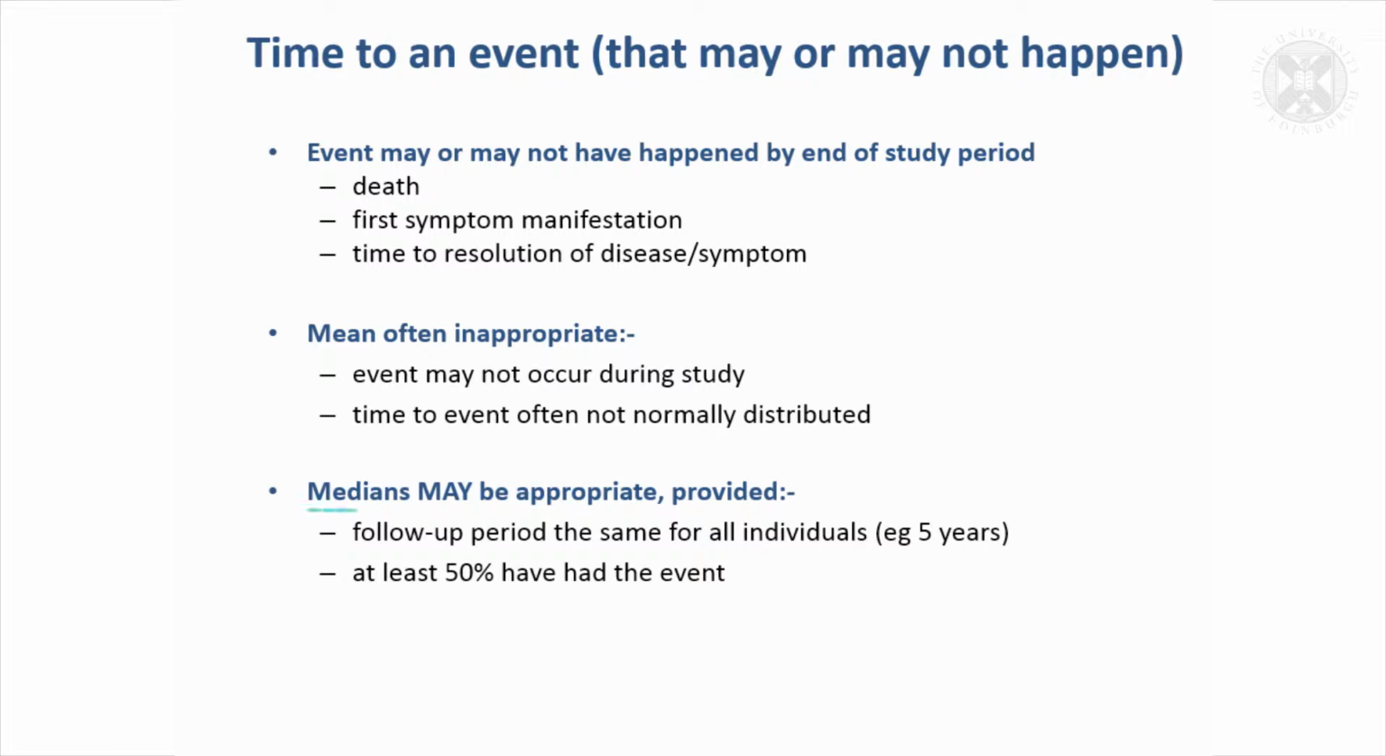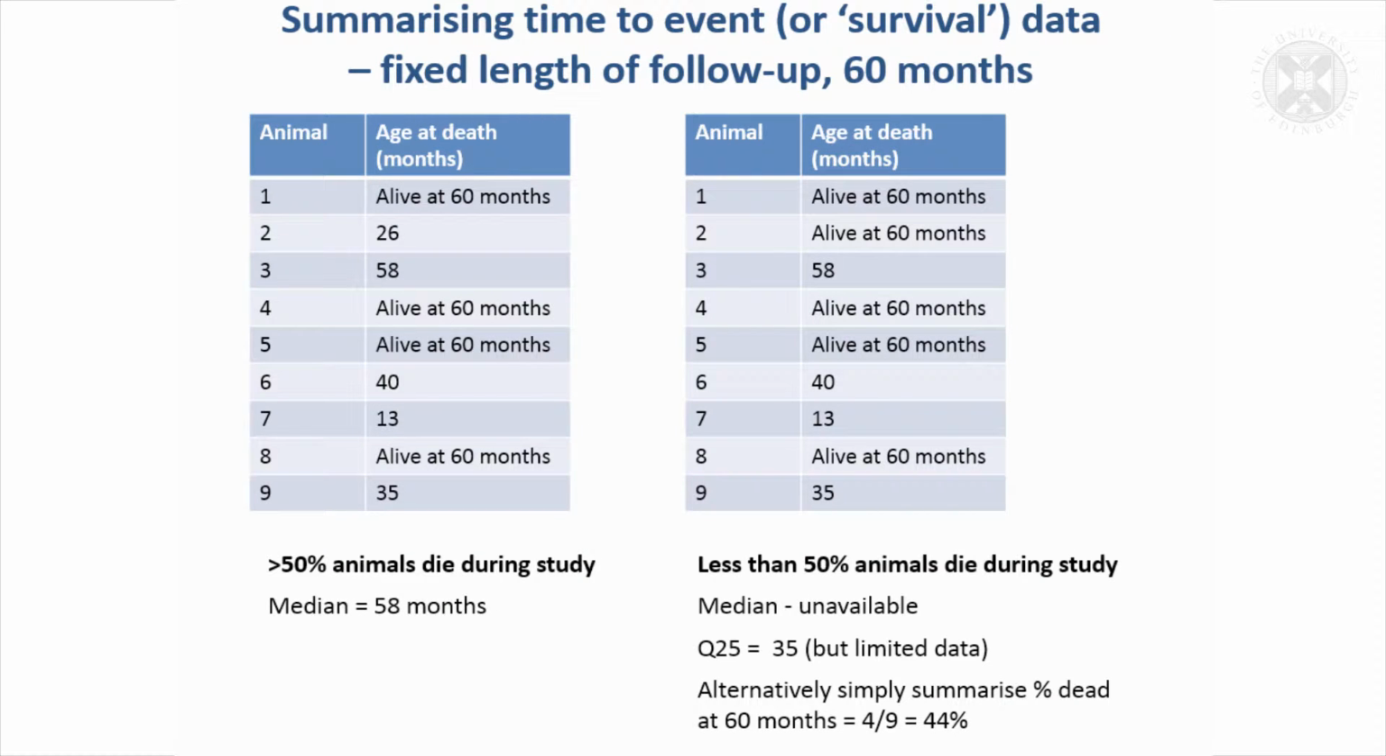Occasionally medians can be used to summarise this sort of data. Well, sometimes they're appropriate, but what you need to remember is you need at least 50% of your data for the event to have occurred, otherwise the middle value is going to be missing. And you also need the follow-up period to be the same. So just looking at some very simple hypothetical examples so you can visualise this.